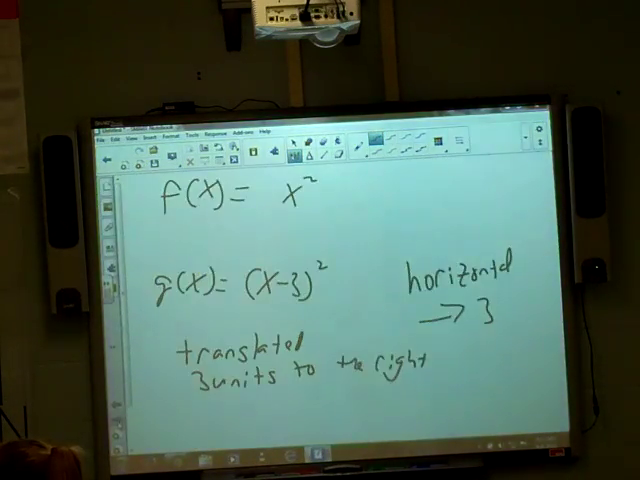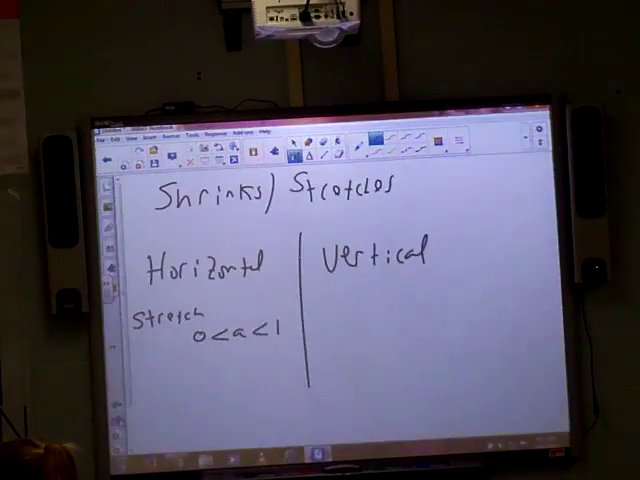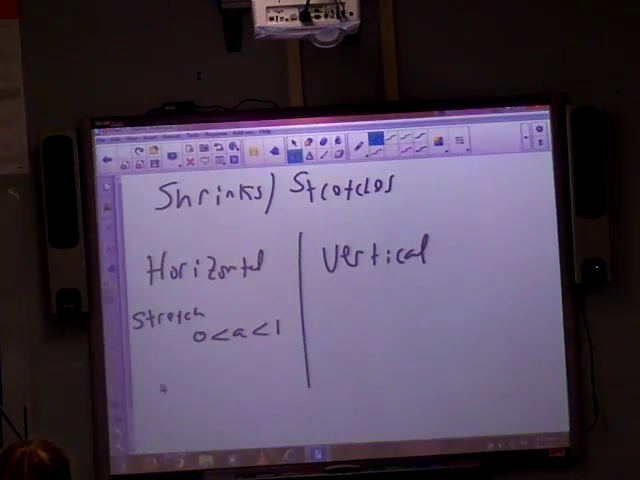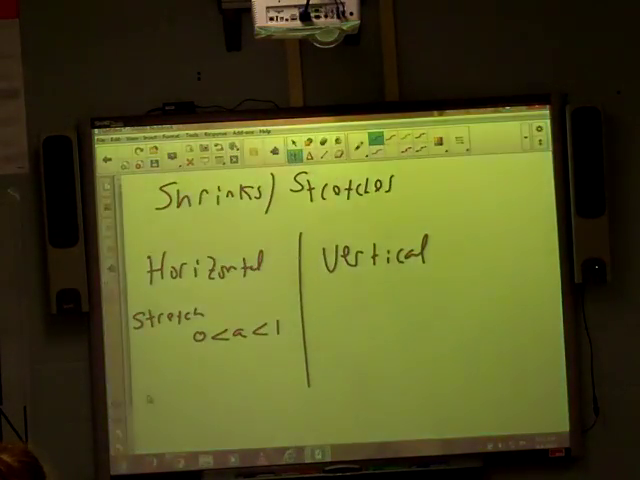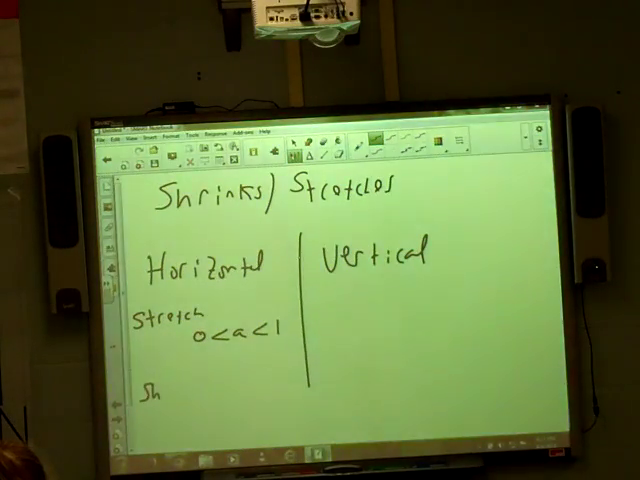Alright. So if I give you an equation, and it's like the A is 2, then it has to be. Well, I haven't got that for you yet. Fast forward. Now, to get to the A being a 2, if I am a shrink horizontally, if my A is greater than 1.